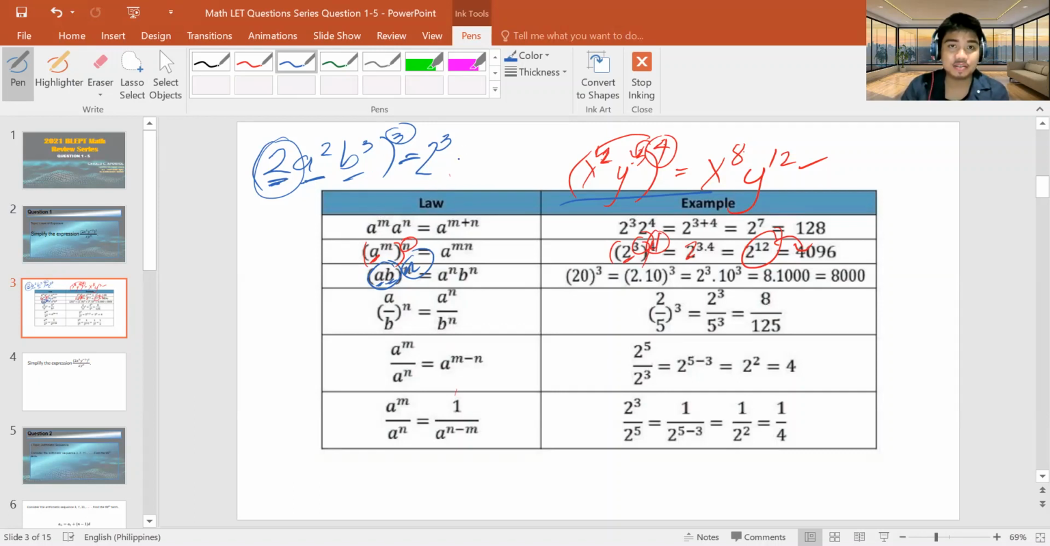So, we have 2 raised to 3, A raised to 2 times 3, and then we have B raised to 3 times 3. So, our answer will be, ang 2 raised to 3 is equals to 8. So, we have 8, and then A raised to 6, and then we have B raised to 9. So, that will be our answer.